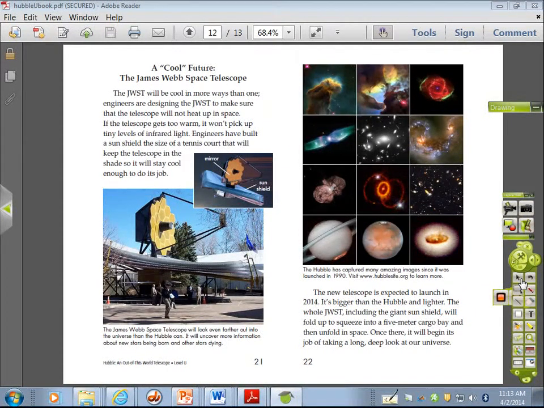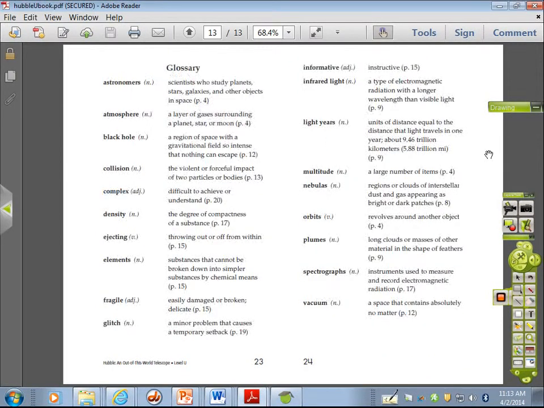I like the top right corner. Just gotta remember, click there. Okay, now we skim the glossary a little bit. Okay. Can we answer the question now, why?